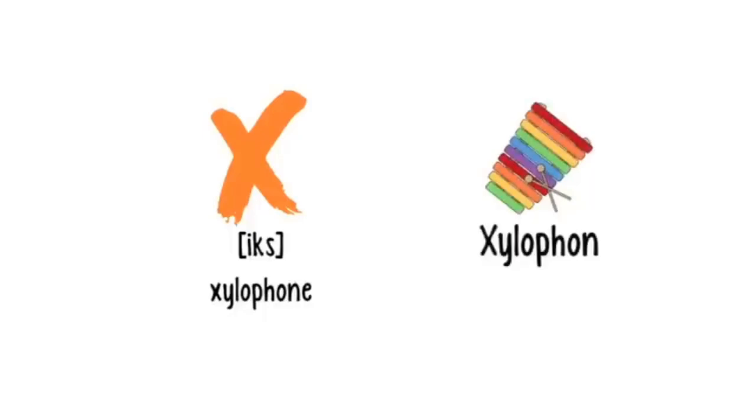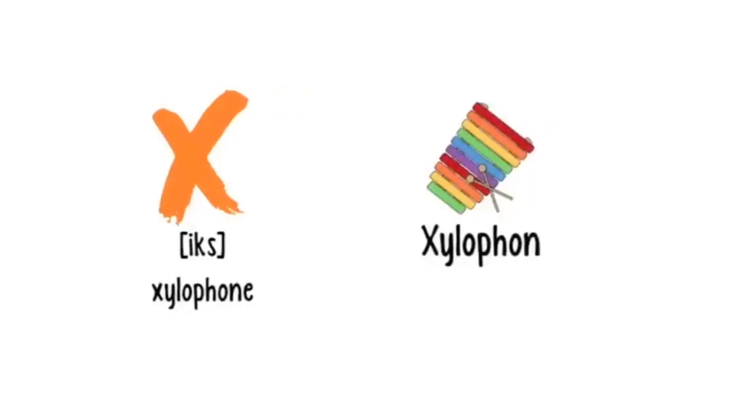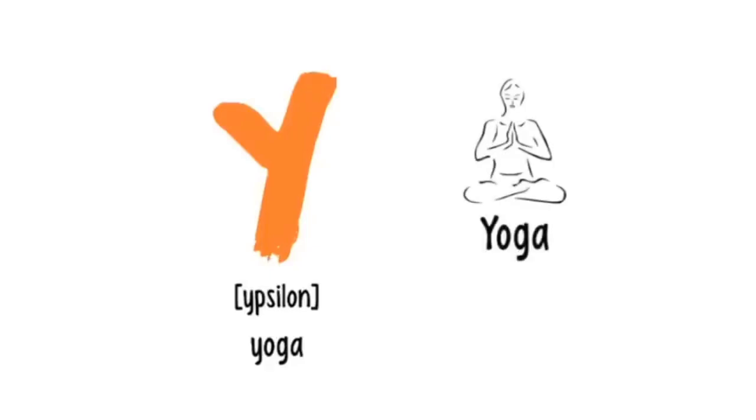The next letter is X, which is pronounced like the X in the word xylophone. The German translation for xylophone is very similar. In German we say Xylophon. The next letter is Y, which sounds like yoga. In the German language, we don't have that many words starting with the letter Y, but we also have the same word, yoga.